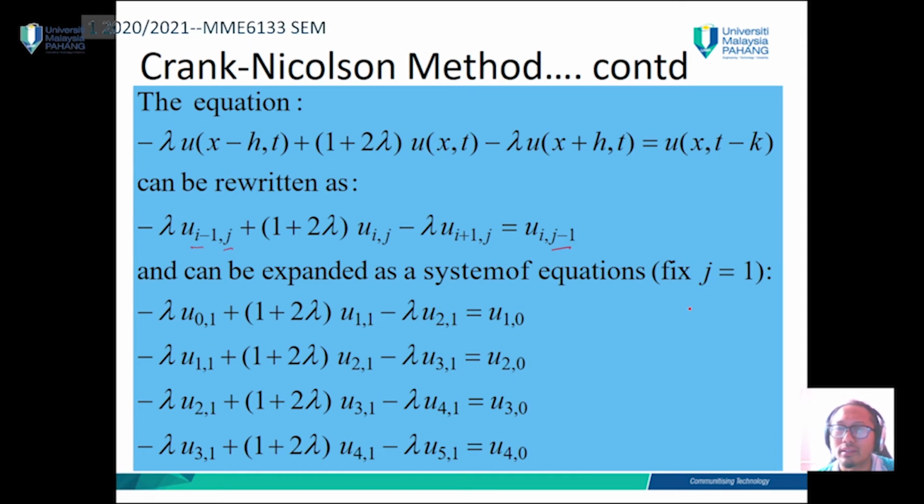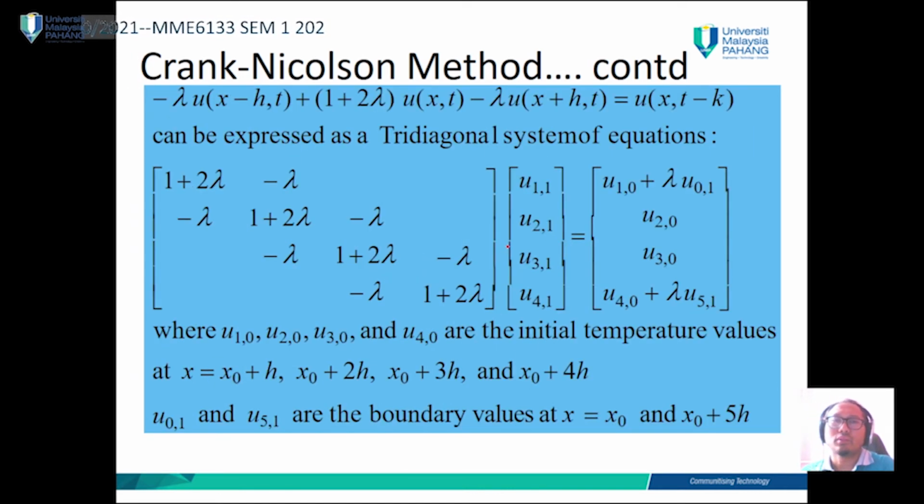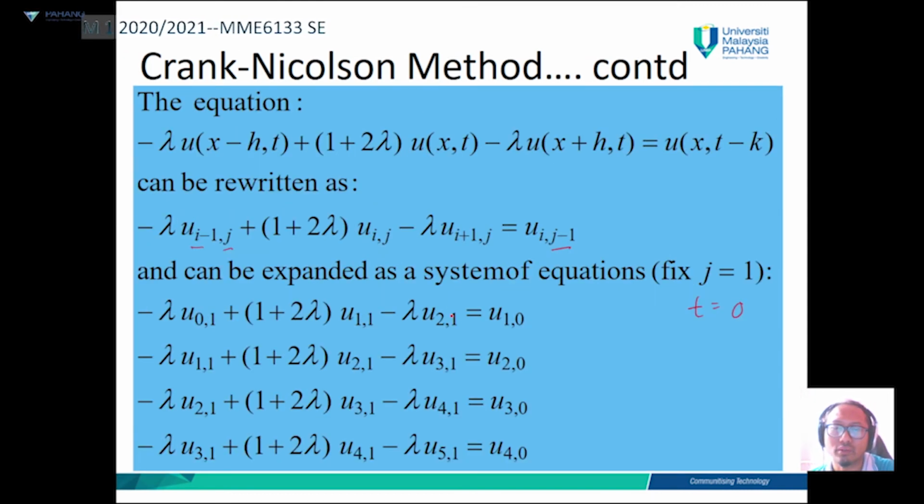So the time starts from t equal to 0, where negative lambda u01 plus 1 plus 2 lambda u11 minus lambda u21 is equal to u10. For u20, u30, u40, we are going to get the equations accordingly. So we can express the equations as a tridiagonal system of equations, where we are going to get a matrix of 4 times 4, because we have 4 nodes here.